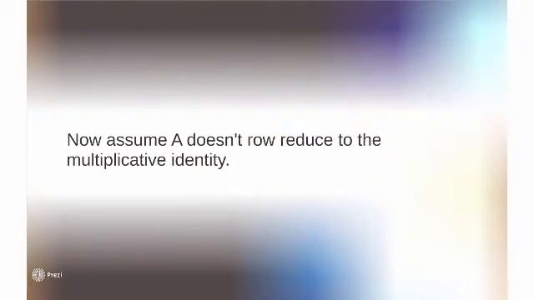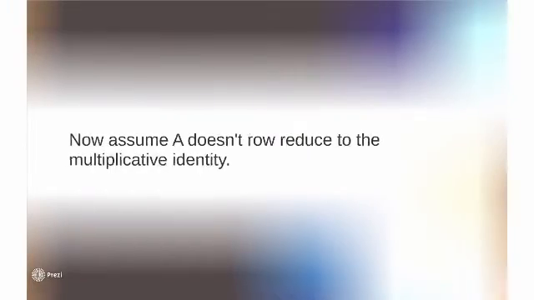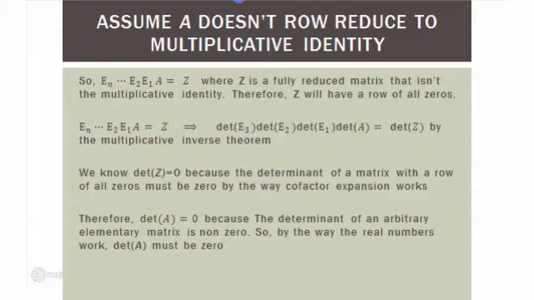Now we need to assume that A doesn't row reduce to the multiplicative identity. So going that way, assume A doesn't row reduce to the multiplicative identity. That means that a string of elementary matrices times A, when A is fully reduced, will produce some matrix Z that is fully reduced and isn't the multiplicative identity. And we found earlier, not in this video, but earlier in the linear algebra class, that if a matrix is fully row reduced and isn't the multiplicative identity, it will have a row of all zeros. So we're going to be using that, so keep that in mind.